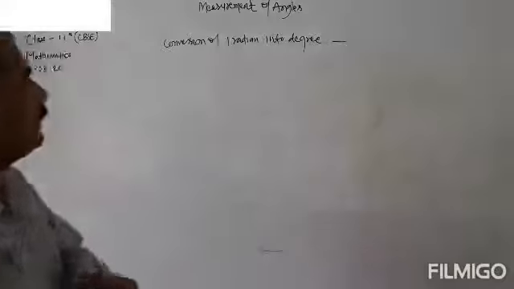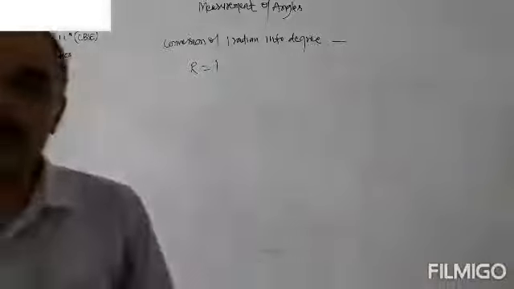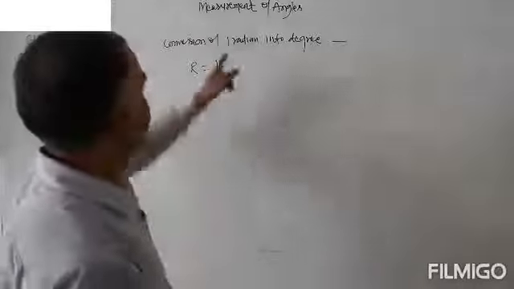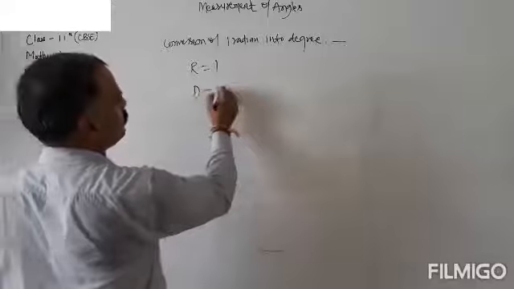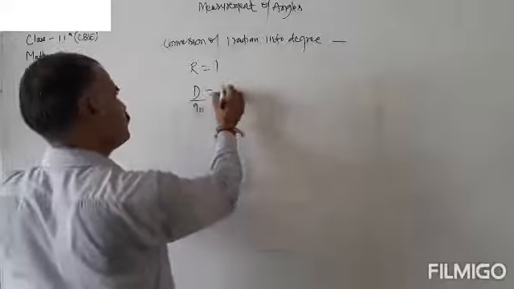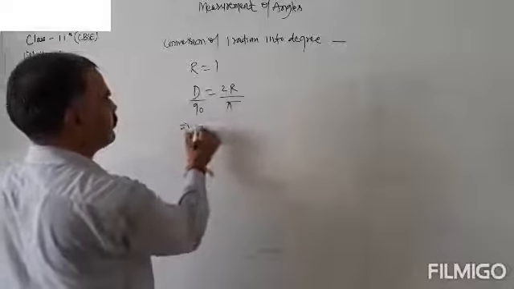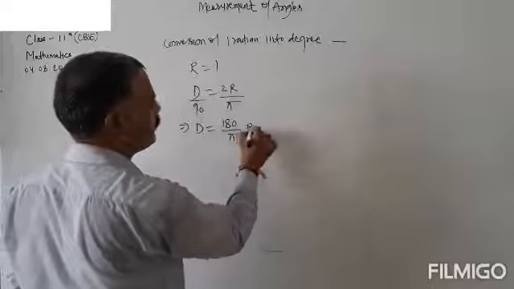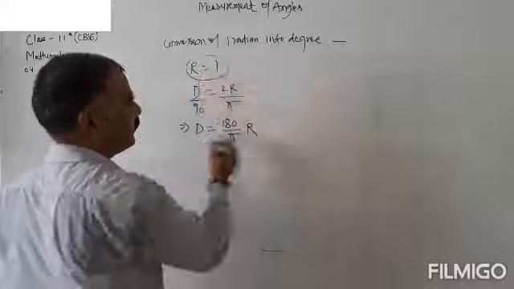Okay, so 1 radian in degree means r is equal to 1, given. Now the relation between radian and degree is D upon 90 is equal to 2R upon pi. That is, D is equal to 180 upon pi times the radian measurement. Okay, so we are going to convert R into D.